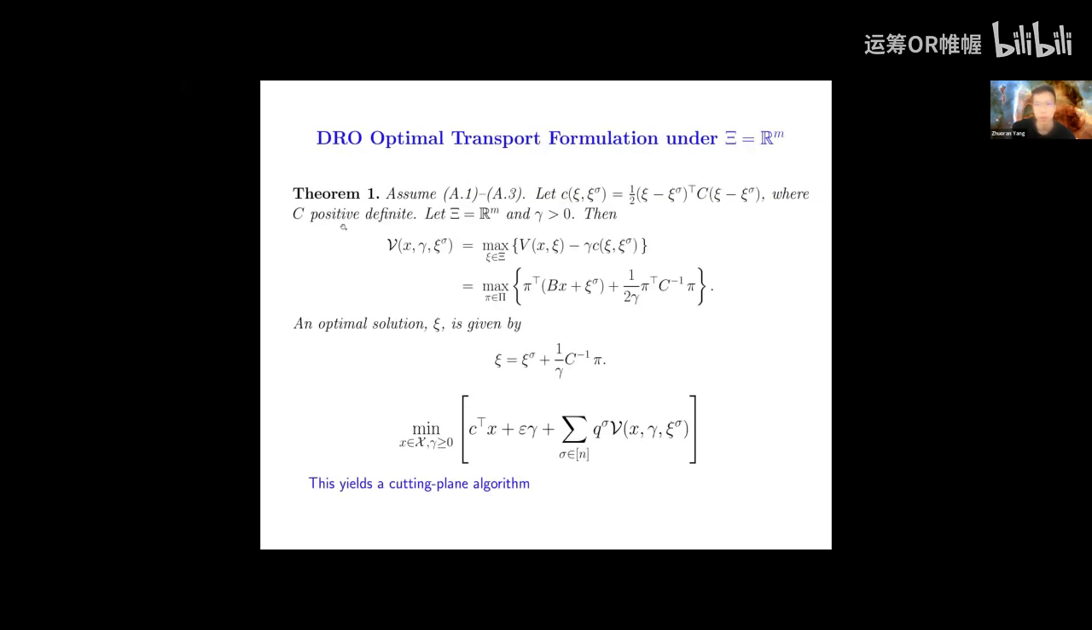Hi, Professor Morton, there's a question about the previous slide. So the question is how to choose a good C in the quadratic transport formulation.